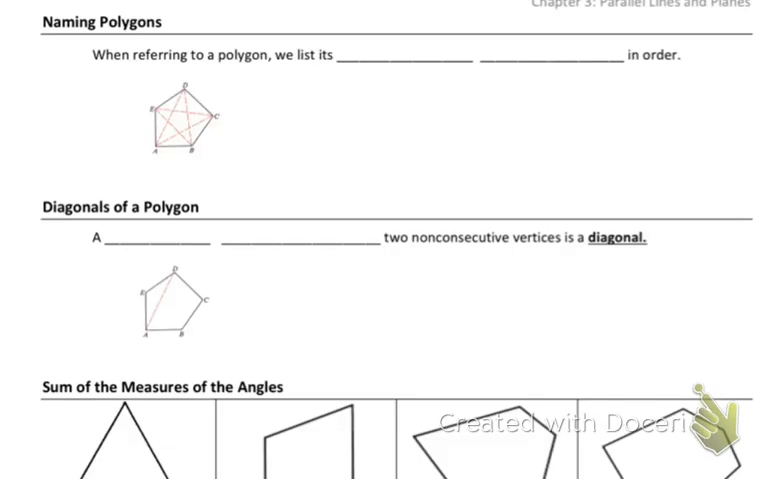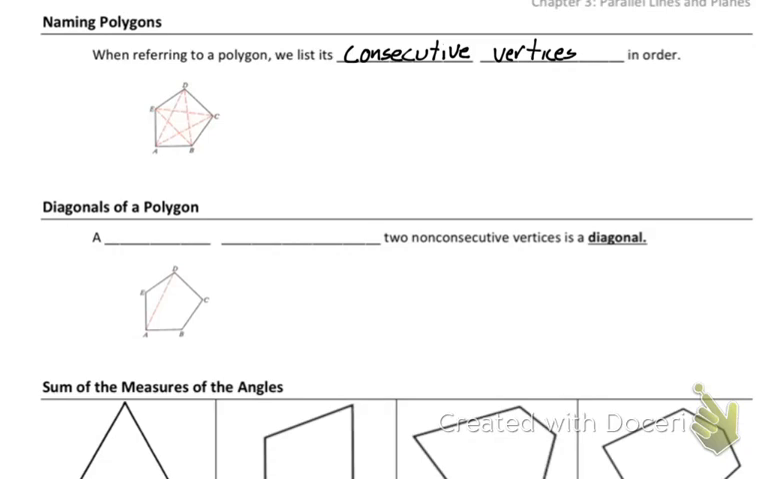Naming a polygon. When referring to a polygon, we're basically going to list all of the letters in order. It doesn't matter where we start. It just matters how we continue on. So we're going to list consecutive vertices. Like I said, it doesn't matter where you start. It just matters what you pick next, and after that, and after that.